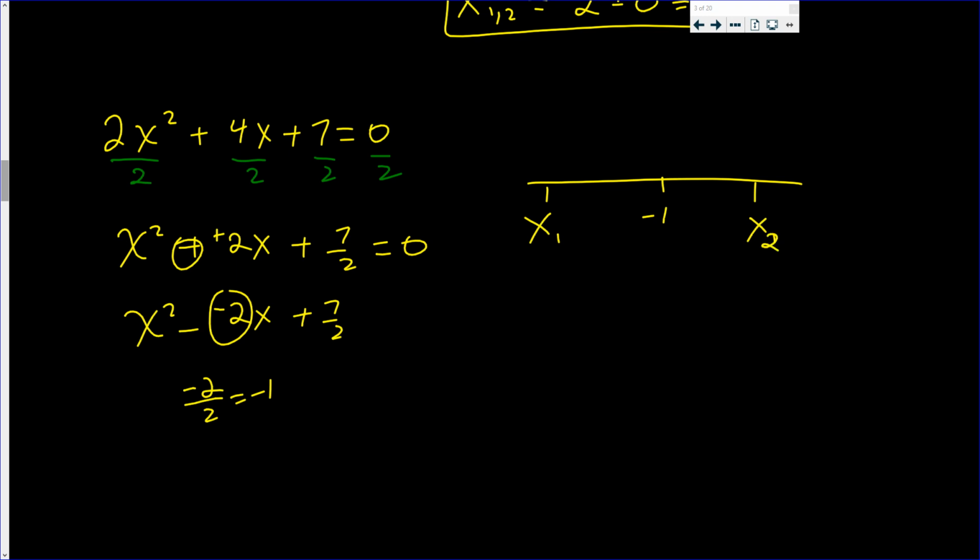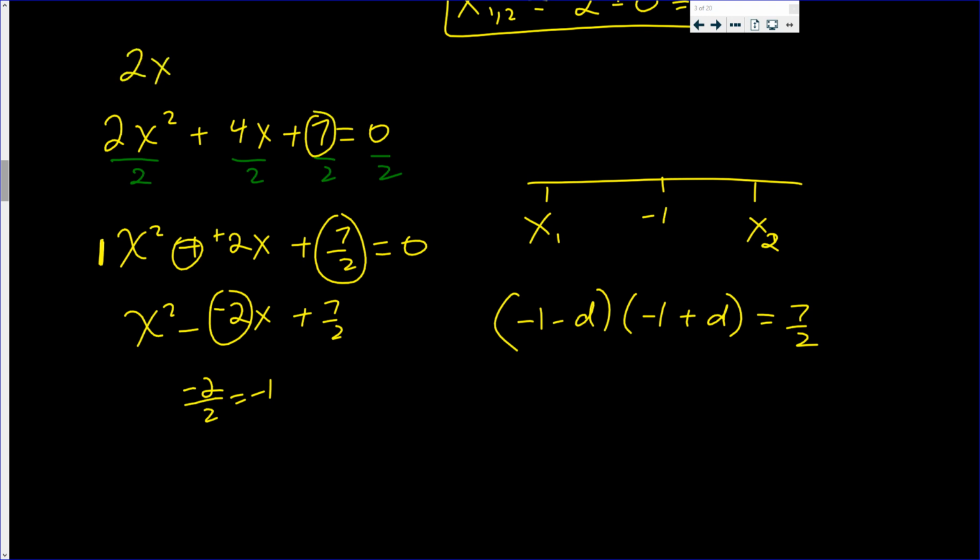Okay, so we need to find out what d is. x1 is negative 1 minus d, and x sub 2 is negative 1 plus d. And this is supposed to equal the constant, 7 over 2. Please take the constant when you have the 1. Don't take the constant from the original equation that didn't have a 1 in front. Do not use that constant.